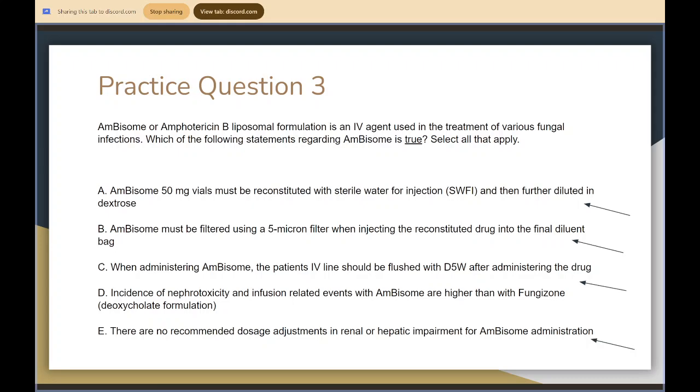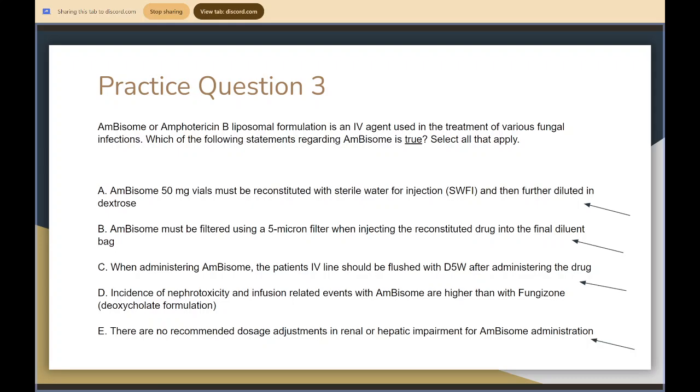It's only available in 50 mg vials and must be reconstituted with SWFI. If you reconstitute it with bacteriostatic water, sodium chloride, or other fluids that contain benzyl alcohol or electrolytes, precipitation may occur. So, choice A is correct. It is further diluted in dextrose using a 5 micron filter, which is supplied with each vial. It prevents microparticulate-induced phlebitis.